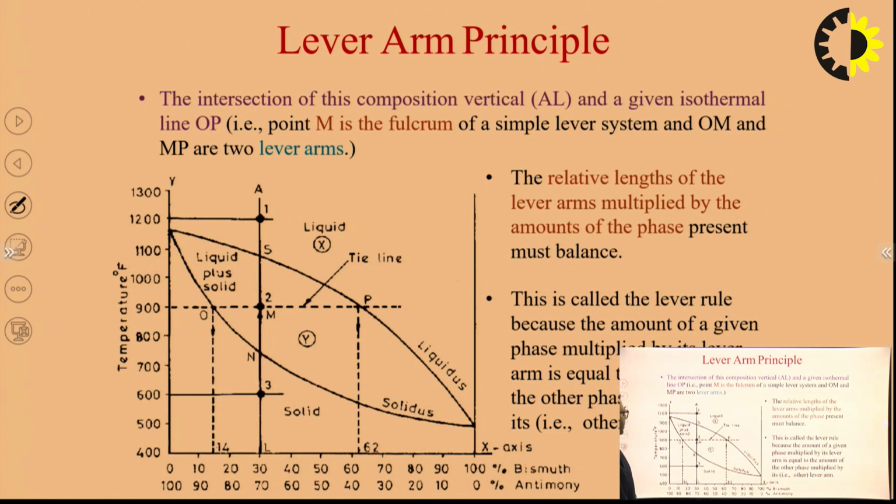So in order to find the mass fraction of the solid, you take this distance upon the total distance, and in order to find the mass percentage of liquid, you take this distance upon the total distance. So the relative length of the lever arm multiplied by the amount of the phases present must be balanced. This is called the lever rule, because the amount of a given phase multiplied by its lever arm is equal to the amount of the other phase multiplied by the other lever arm.